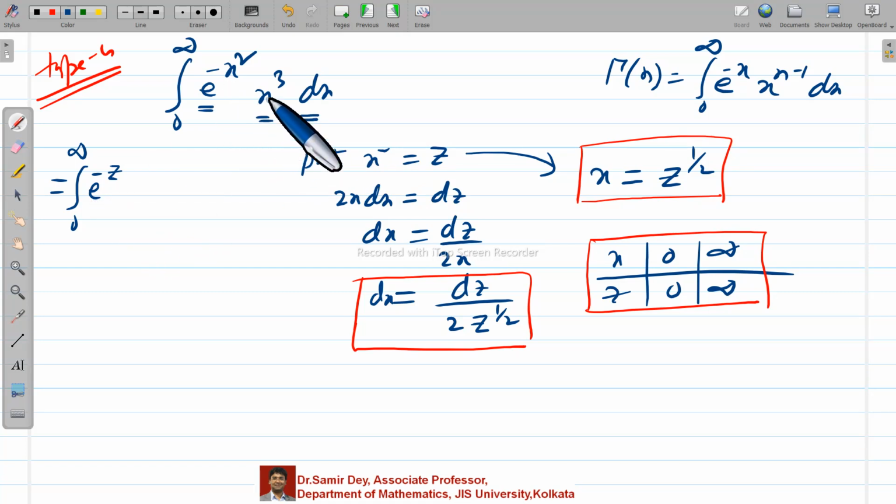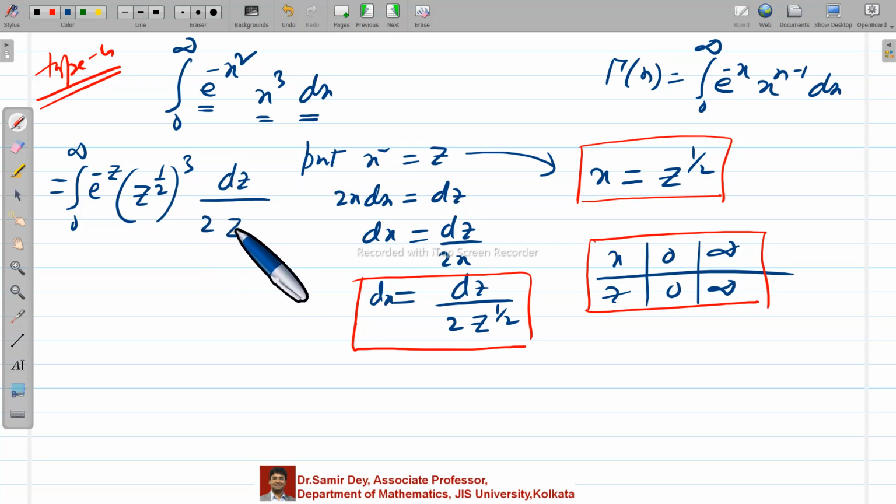Then x to the power 3. What is x? z to the power 1 by 2, to the power 3. Clear? Now dx. What is dx? dx equals dz by 2 z to the power 1 by 2. I think it is clear to everyone. Three parts you have, you need to replace 1, 2 and 3. Clear?